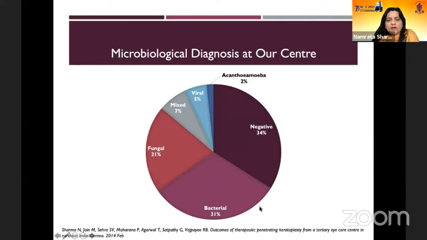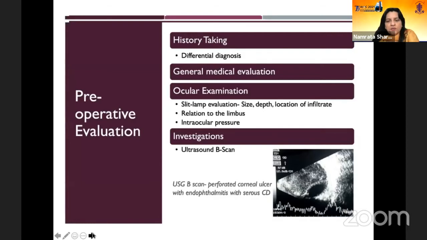If we look at the microbiological diagnosis at our center, and this is the data which was way back in 2014, although I know that in bacterial keratitis, you should not be requiring so many therapeutics, being a tertiary eye care center, whatever the organism we get, all the late cases only. So almost half of the cases were bacterial or fungal, and culture negative cases were about a third, for which we had to do a therapeutic keratoplasty.